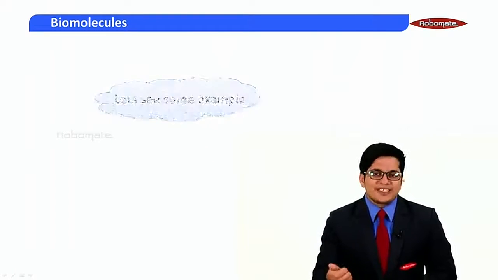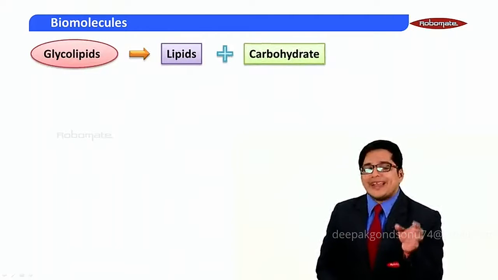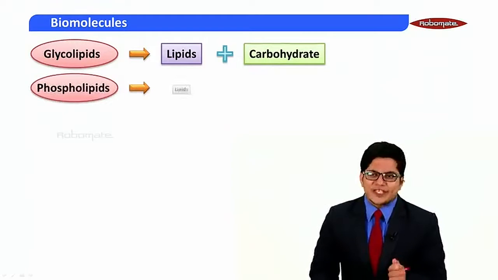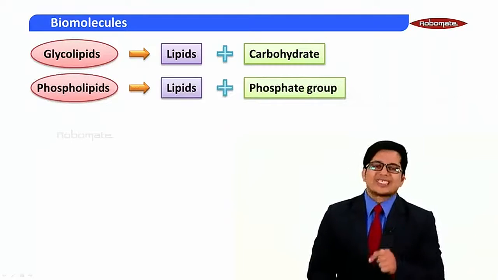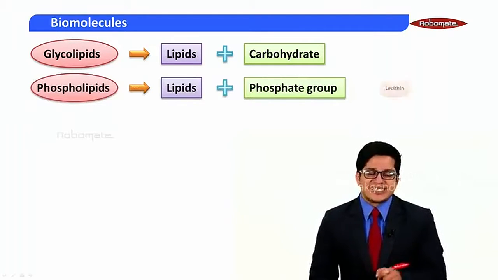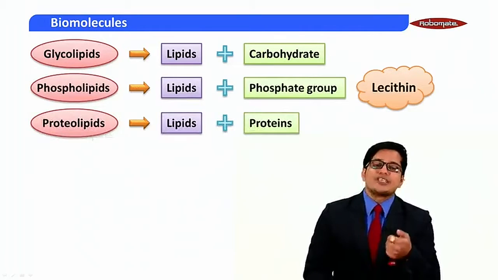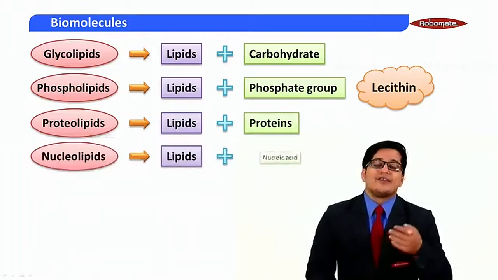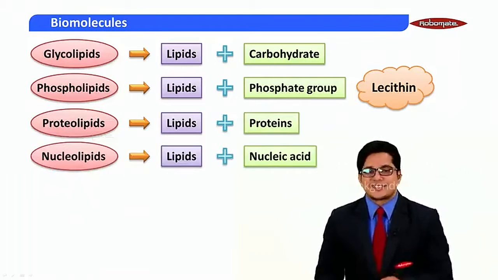So, in our first example, let's take glycolipids, where the lipid is attached to a carbohydrate. Next, we have phospholipids, lipids plus a phosphate group. One example I can give for this is lecithin. The third one is proteolipids, that is lipids plus proteins. And lastly, you have nucleolipids, that is lipids plus nucleic acids.